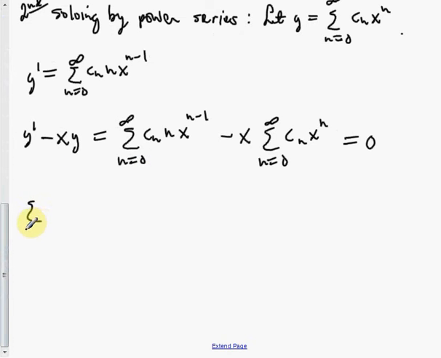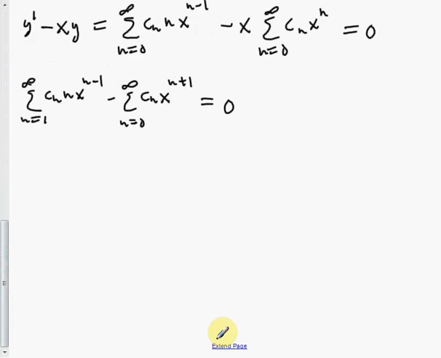So here, this is the summation as n goes from 1 to infinity of c sub n times x to the n minus 1, minus the summation as n goes from 0 to infinity of c sub n times x to the n plus 1, right? That x was on the outside knocking on the door, and so we just invited him on inside, and put him right next to his big buddy, x to the n. So they become x to the n plus 1.